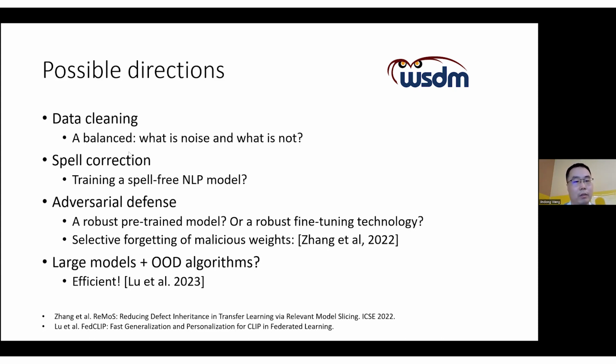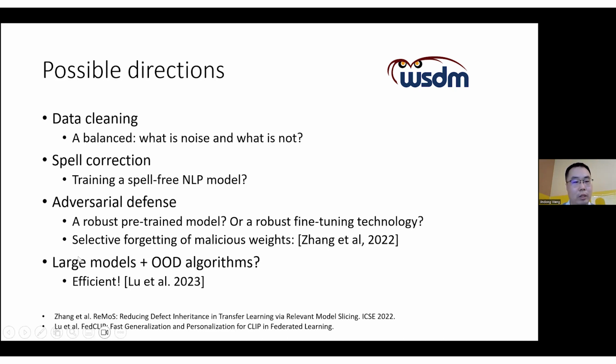The third part is adversarial defense. You can just train a robust prediction model or a robust fine-tuning technology, because for end users, we all just need to fine-tune some models. Maybe we can just develop some robust fine-tuning technology. And there is some very preliminary work from my team called selective forgetting fallacious weights. So we will just discuss it in the next slide.